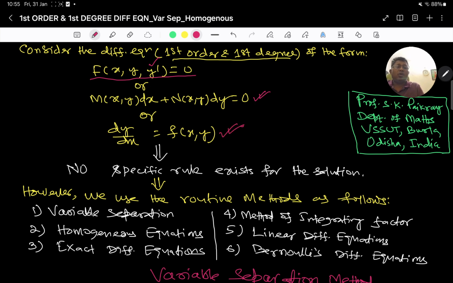Now there is basically no specific rule to solve it. However, there are some routine methods available to solve these. Methods are as follows: variable separation method, homogeneous differential equation, exact differential equation, method of integrating factor. Actually this integrating factor means we use this method to reduce it to exact form. Then linear differential equation. Then coming to the Bernoulli differential equation, it means we reduce it to linear form. Likewise the integrating factor is used to bring it to the exact form.